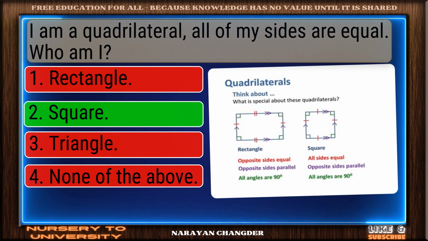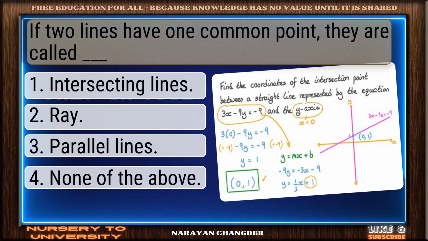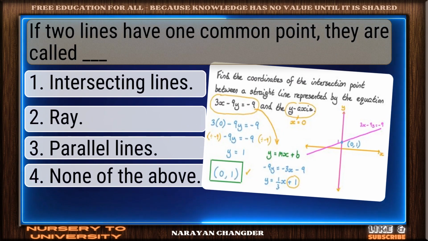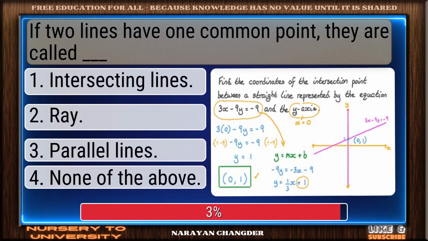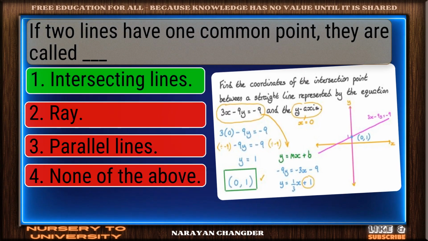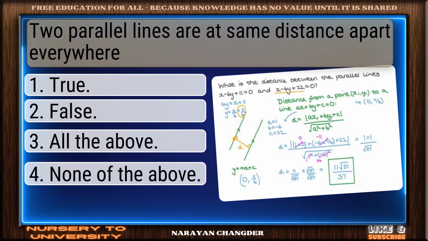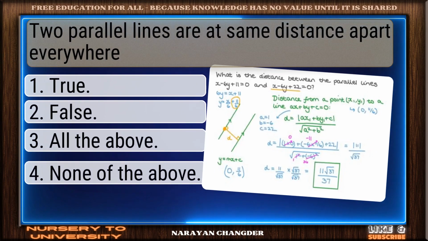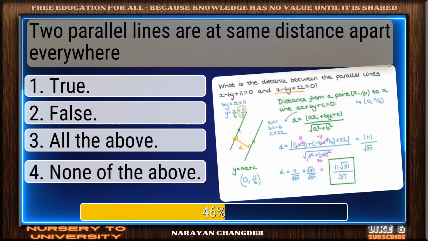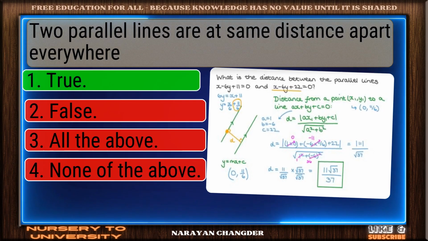Exactly. Square makes sense, and it is the right choice. If two lines have one common point, they are called dash. Valid point. Intersecting lines is true. Two parallel lines are at the same distance apart everywhere. On track. True is the correct answer.